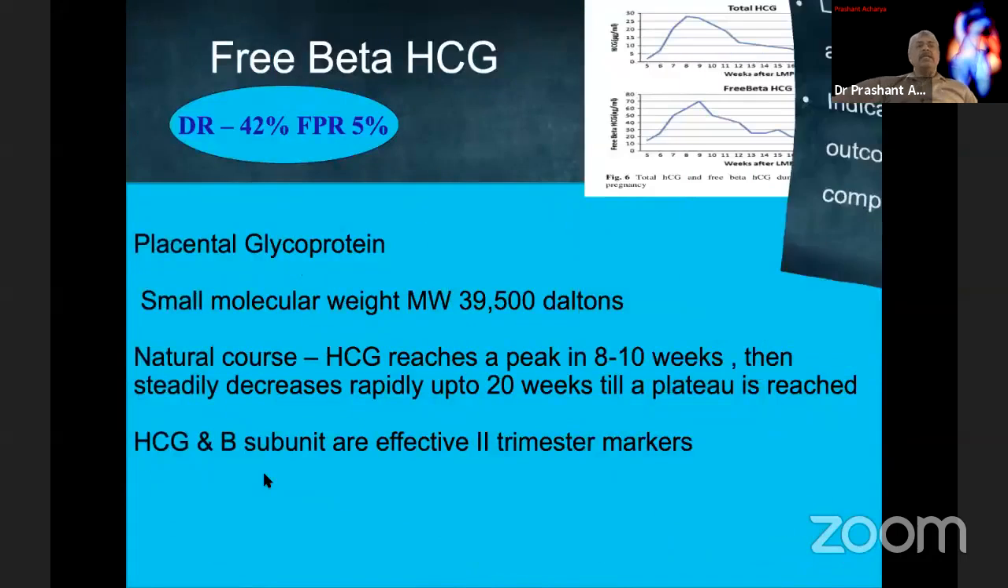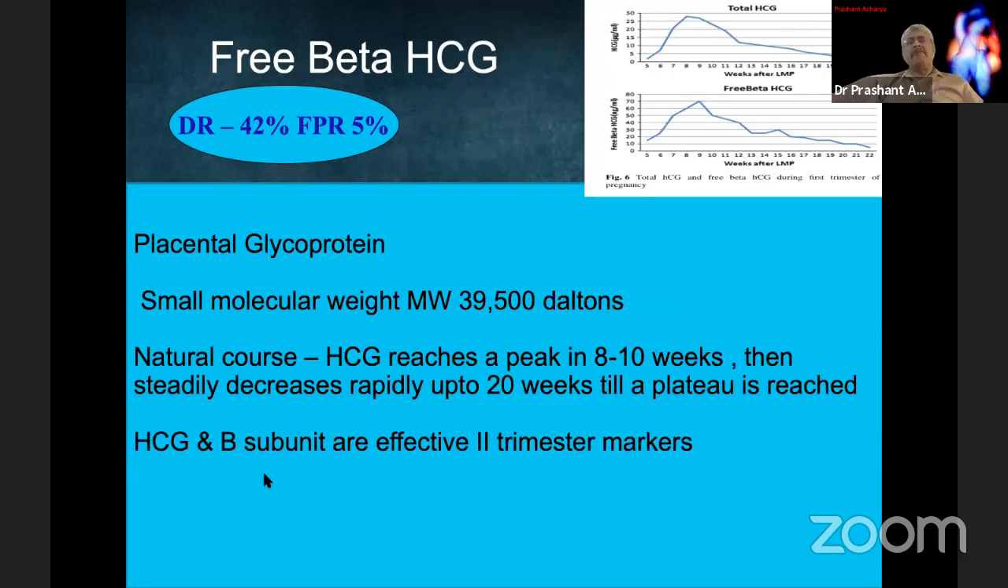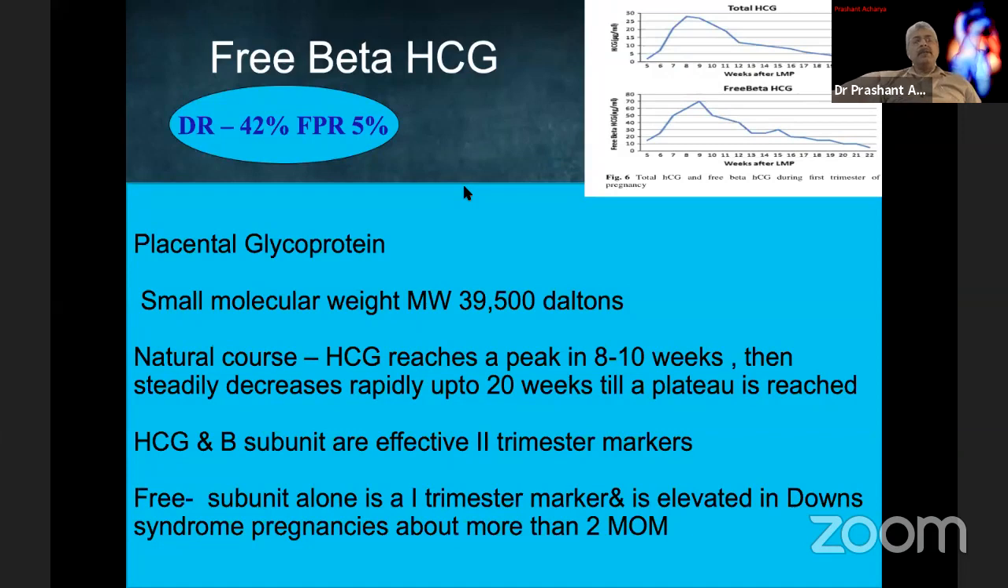The same thing is with the free beta HCG. Never ever calculate total HCG in the first trimester. It's only free beta HCG. Free beta HCG has a detection rate of only 42%, with a high false positive rate, but it is also a placental glycoprotein. Synthesis is from the placenta, and total HCG is effective in the second trimester.